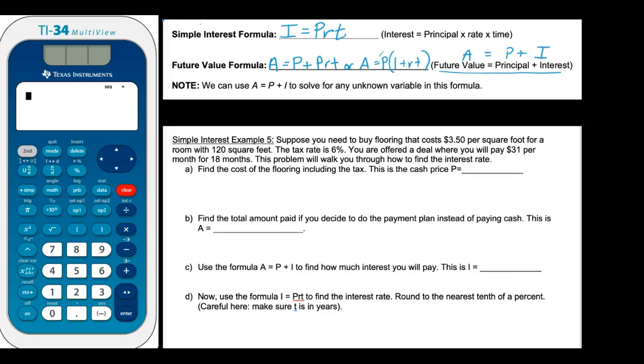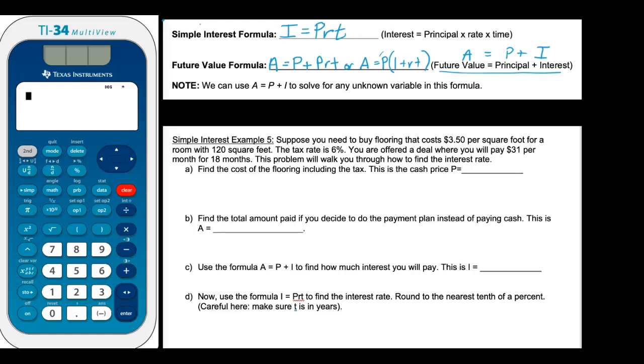This happens all the time. We have these monthly payment options, and we have to decide, do we want to pay for it all up front, or do we want to pay the monthly payments? This problem is going to walk us through how to find the cash price and also find the total that we would actually pay with the payments, and look at what that interest rate would be, so you have the information you would need to decide how you want to pay for this flooring.